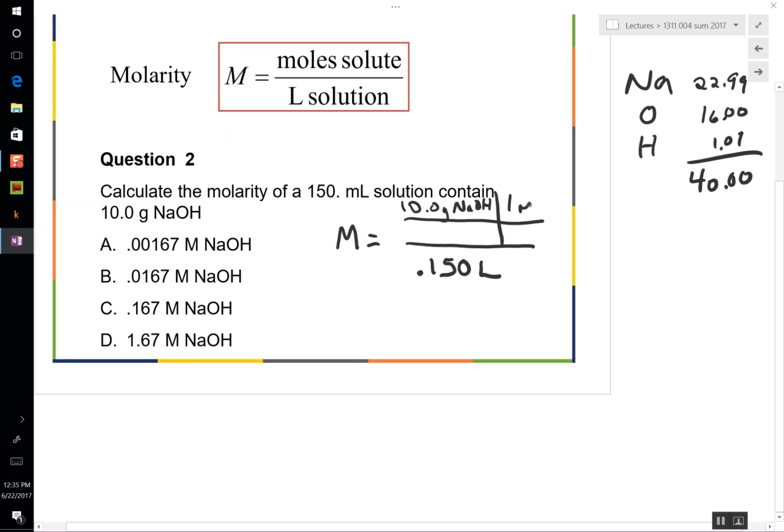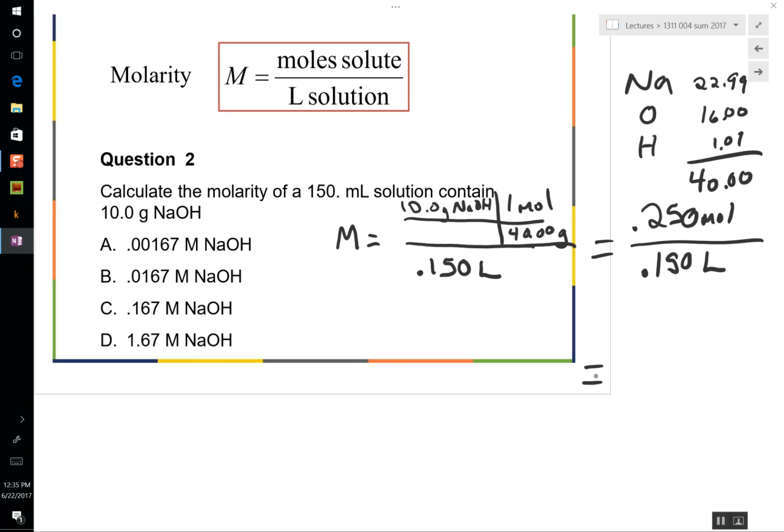1 mole of sodium hydroxide is 40.00 grams of sodium hydroxide. So what I've got there, 10 divided by 40 is 1/4 of a mole per 0.150 liters. And boy, that gets us right back to where we were in the previous problem, doesn't it? Do that calculation.